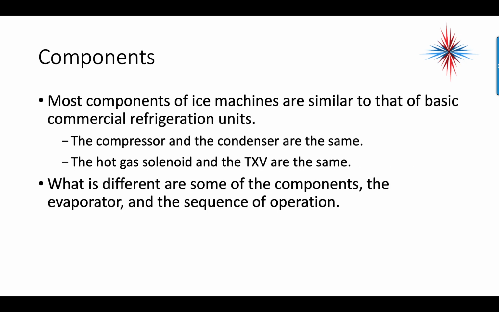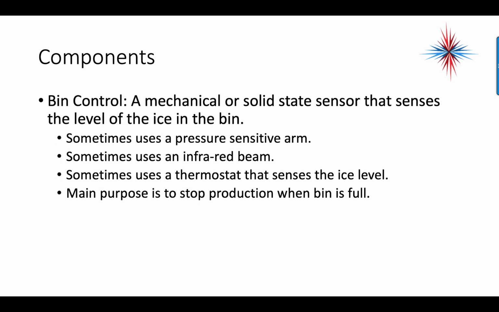So the components of an ice machine are similar to that of basic commercial refrigeration units. The compressor and the condenser will be the same. The hot gas solenoid and the TXV are the same. What is different are some of the components like the evaporator and the sequence of operation.